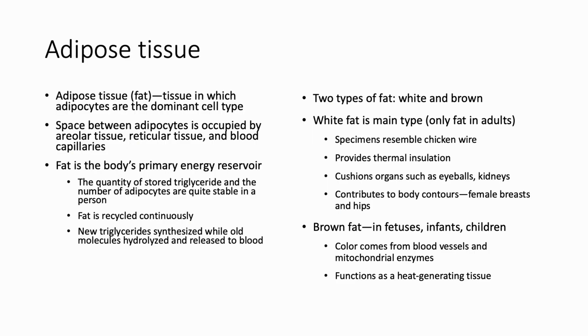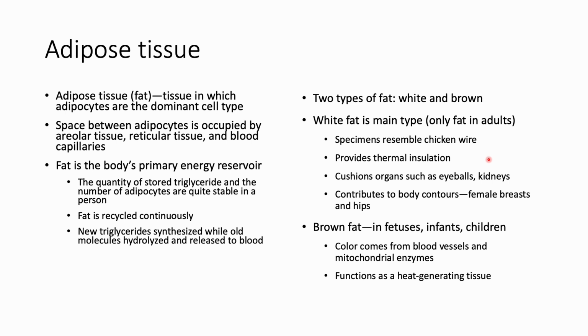Amazing. Then next we have another type of connective tissue, your adipocytes. So your adipocytes are your fat cells. Yes, fat is the body's primary energy reservoir, and we have two types of adipocytes: white fat and brown fat. White fat is the main type found in adults. You will see in the histology image it resembles chicken wire. It looks like empty cells.